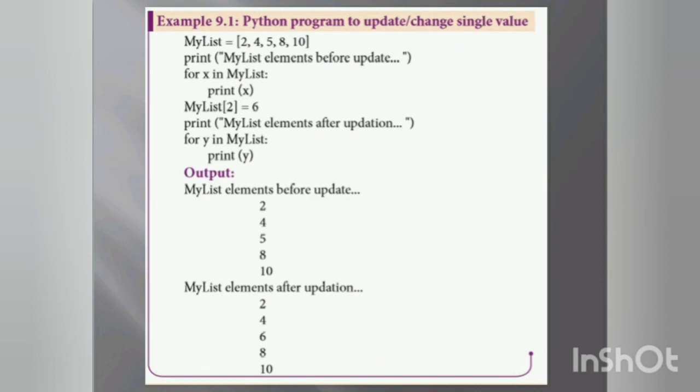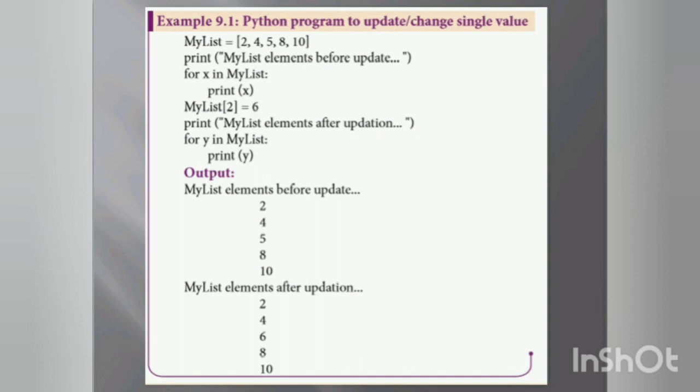Now we'll see one Python program to update or change a single value. Look at the example. my list is equal to 2, 4, 5, 8, 10. my list is a list variable, and in this variable you are assigning 5 elements, that is 2, 4, 5, 8, 10 within the square bracket. The next statement is a print statement within double quotes: my list elements before update. Then you are using a loop.